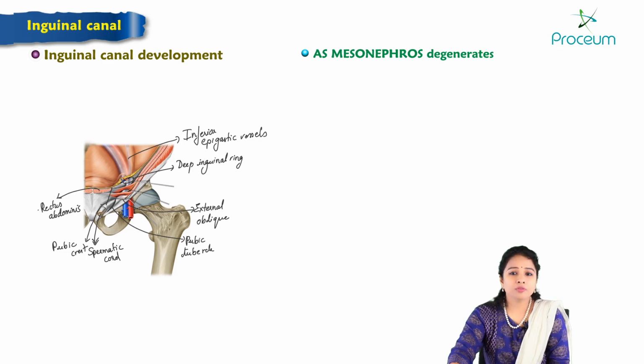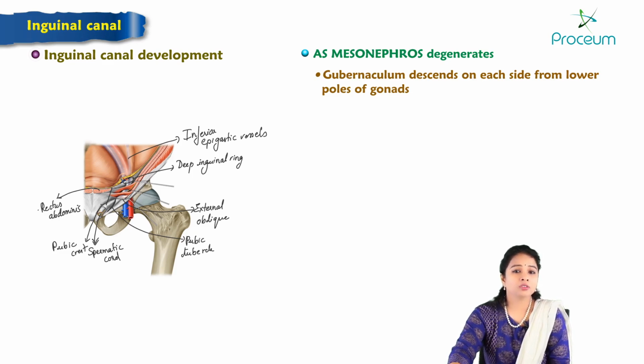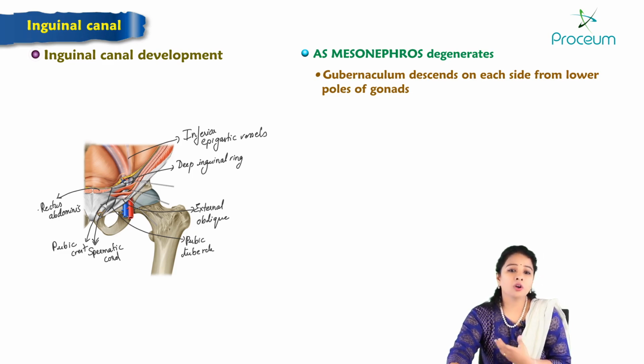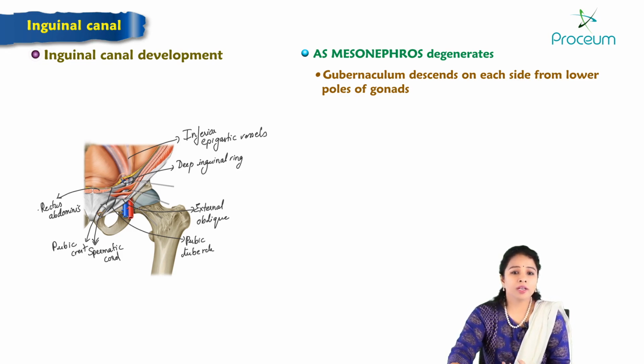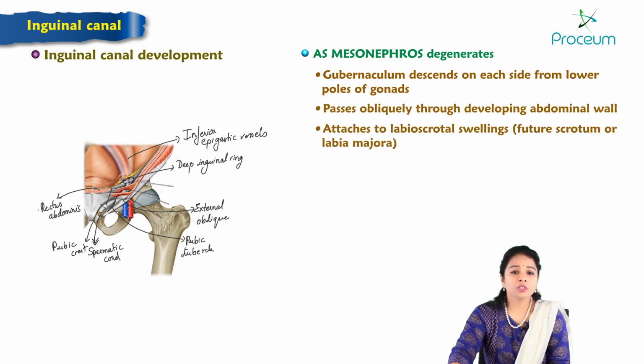So as the mesonephros degenerates, the gubernaculum or the ligament descends on each side of the lower poles of the gonads. So we can see the gubernaculum ovary or gubernaculum testis. In females it is gubernaculum ovary, and in males gubernaculum testis, which is a fibrous ligament that attaches to the lower poles of the gonads. And this fibrous ligament passes obliquely through the developing abdominal wall and attaches to the labioscrotal swellings, which form the future scrotum in males or labia majora in females.